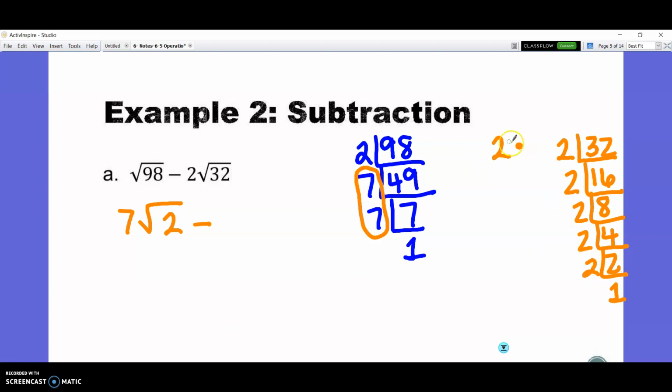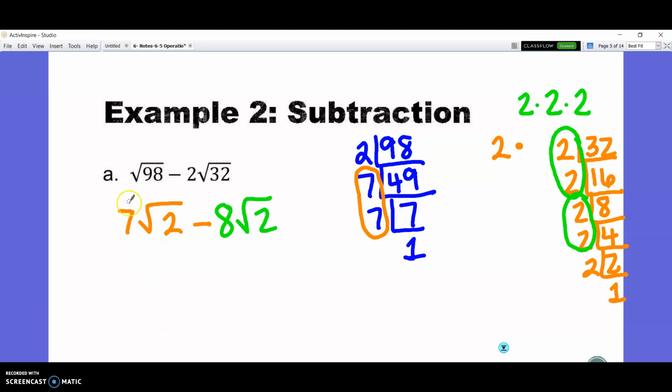So now here I have a 2 already, and then I have another 2, and a 2 left over. So 2 times 2 times 2, that is 8 square roots of 2. Now the radical, the index is the same, they're both square roots, and the radicand is also the same, they're both square roots of 2.